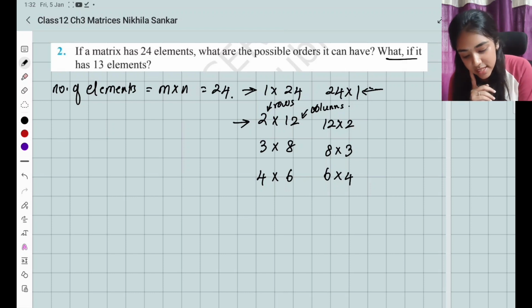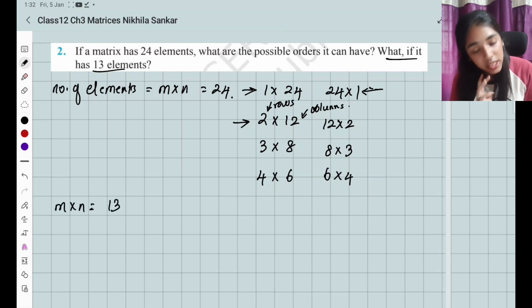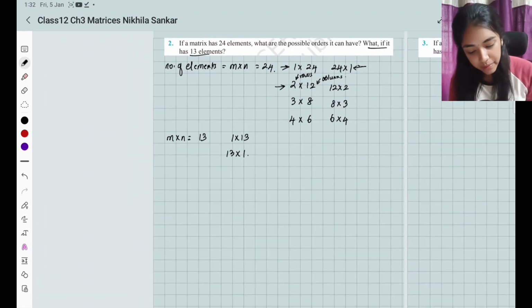Ipo what if it has 13 elements? Ipo number of elements 13, m into n is going to be 13. What are the options? You can have 1/13 and 13/1. Idu rende options daan irukku. Okay, please copy.